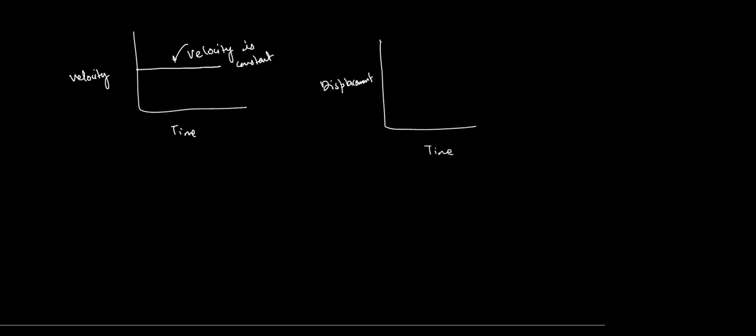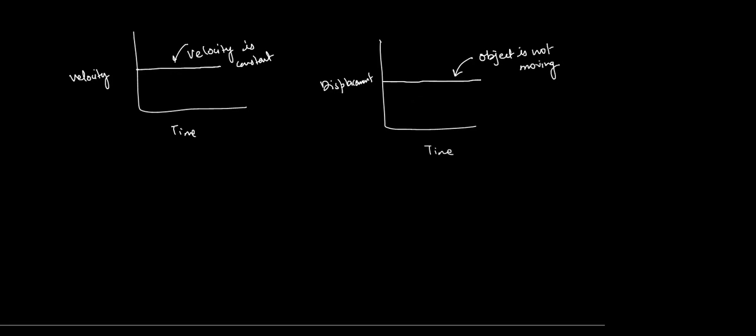Here you find that displacement time graph, if it is parallel to the time axis, this means that the object is stationary. The object is not moving.